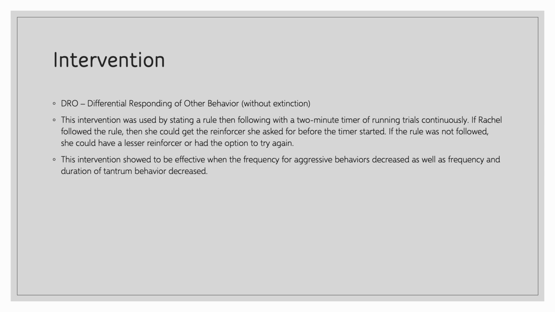That was the rule that we stated, and we would do a variant if she engaged in another aggressive behavior, like a random new behavior, just to see if something else would work. We would add that also into the rule so that it was very clear what the expectations were. And this intervention did show to be effective when the frequency for aggressive behaviors decreased, as well as the frequency and duration of tantrum behavior decreased. And so it was over the course of a few months, but slowly we started seeing those behaviors decreasing.